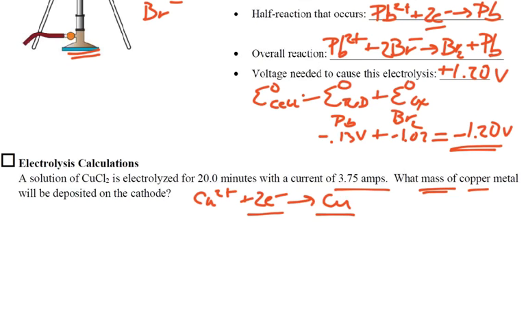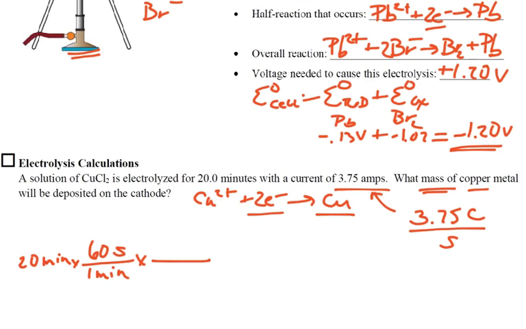We need that piece. Okay, the fact that we have a current of 3.75 amps means that there's 3.75 coulombs going through our circuit every second. 3.75 coulombs per second. We're going to need that piece of information as well. So let's go ahead and do the problem. So we're going to start with the fact that we have 20 minutes, and we all know that in every minute there are 60 seconds.